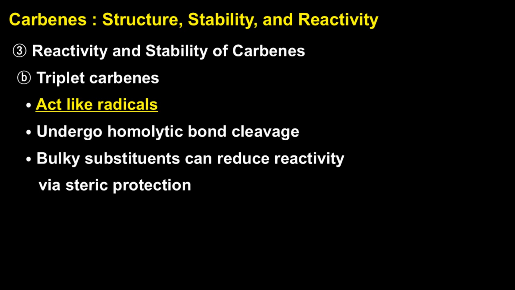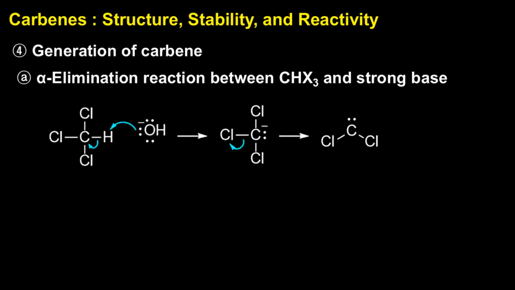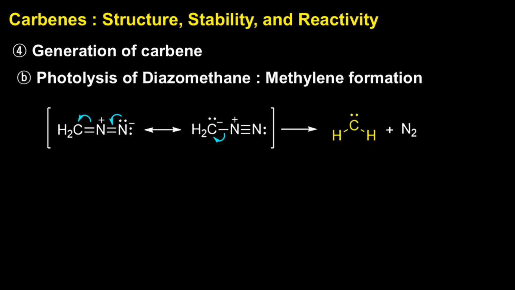Now that we've seen what affects stability, let's move on to how carbenes are actually made. One common way to make carbenes is through alpha elimination of a haloform, like CHCl3, with a strong base. For example, chloroform reacts with hydroxide. The base pulls off a proton, and that gives you a carbanion. That carbanion then kicks out a chloride ion, and boom, you get dichlorocarbene. This carbene is super reactive, and it's often used in cyclopropanation reactions.